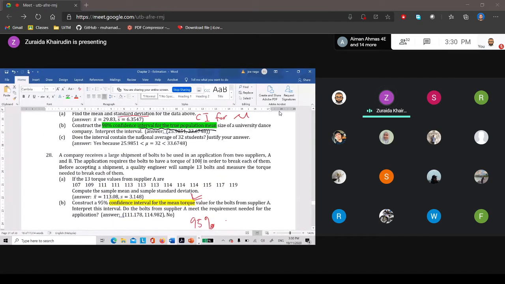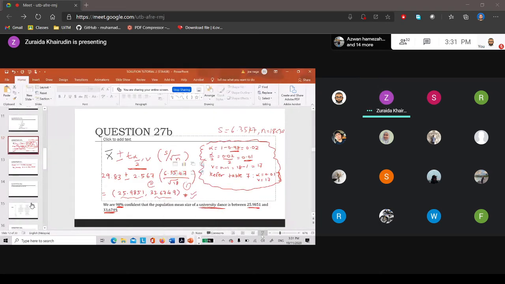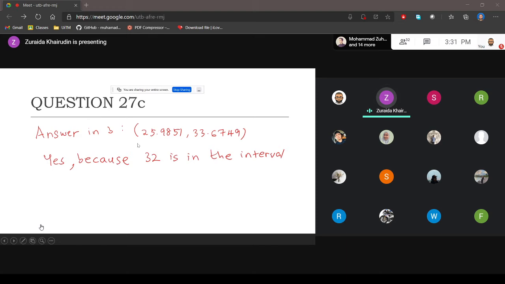Next. Does the interval contain the national average of 32 students? Justify your answer. Interval is your confidence interval. So does the interval contain this value, 32? You have to refer to your answer just now, your previous answer in B. Is 32 in this interval? How do you know? If you cannot imagine, just imagine the number line.